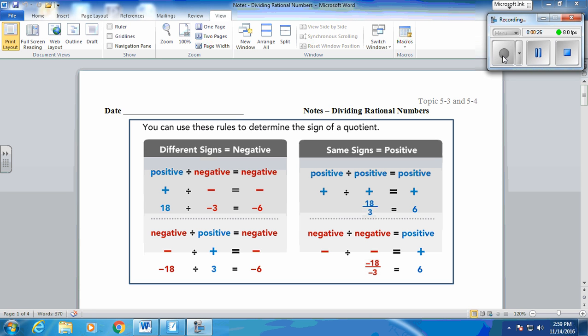So the rules are exactly the same when you're dividing rational numbers: if you have different signs, your answer will be negative, and if you have the same signs, your answer will be positive. And again, these work with both integers and rational numbers. So please remember those rules after going through the homework. People are still not paying attention to those rules.